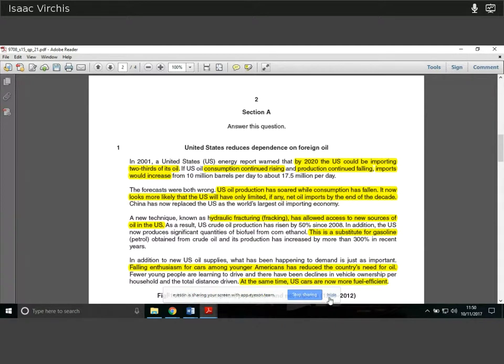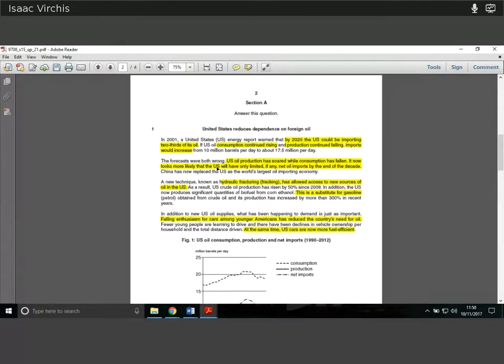So here we have our data, and what we've got is a data set and an article on the oil market, specifically the United States and its relationship with oil, supply, demand, etc. In 2001, we get a report warning us that by 2022, the US could be importing 2/3 of its oil. So it's getting dependent on foreign oil.